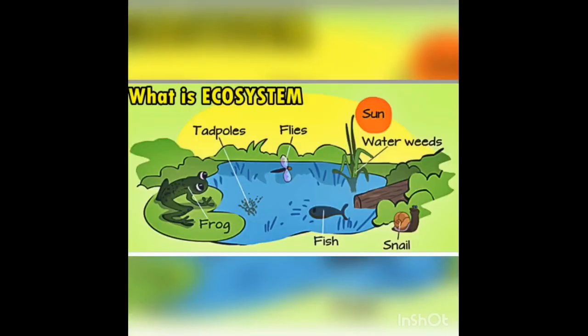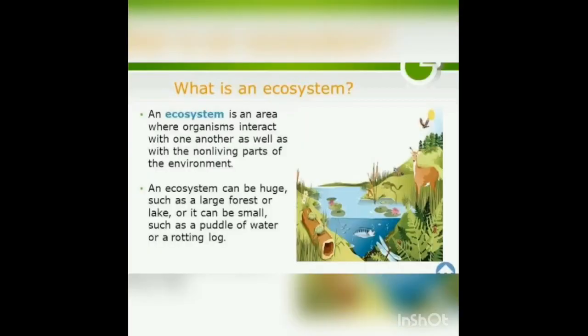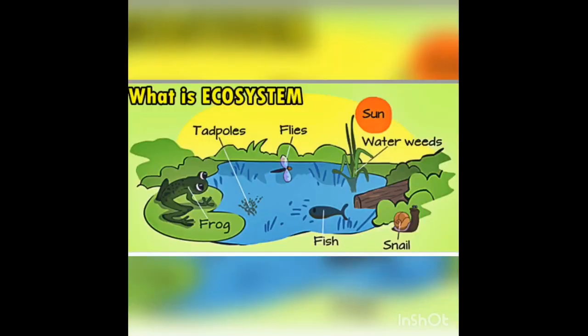Ecosystem. What is meant by ecosystem? Ecosystem is a community of living organisms, that means plants and animals, together with the non-living environment including minerals, climate, soil, water, sunlight, etc. and their interrelationship. This was given by A.G. Tansley in the year 1935. So ecosystem is nothing but the interrelationship between living and non-living things.